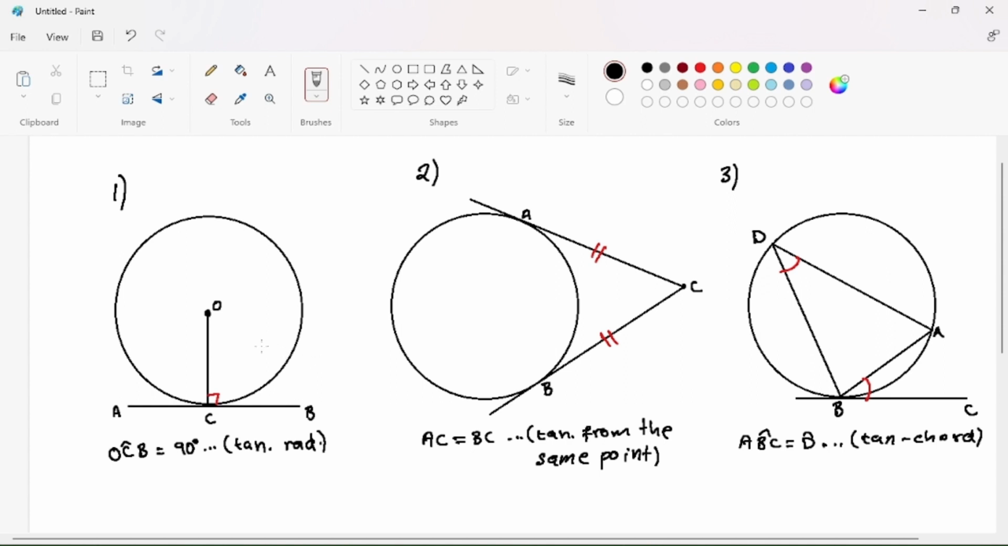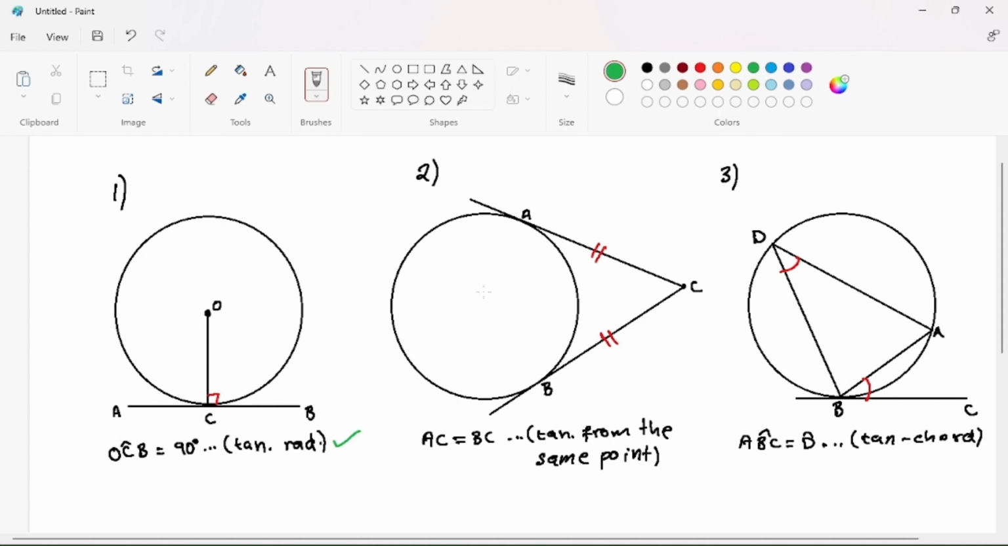The first scenario simply states that the point of contact between a radius and a tangent forms a 90-degree angle, meaning that a radius and a tangent are always perpendicular to each other. So you are going to say angle OCP is equal to 90 degrees, and our reasoning is going to be tan rad, right?